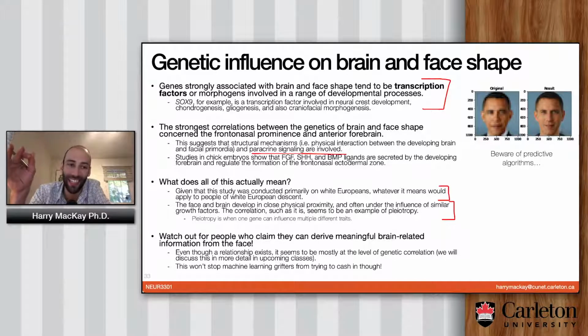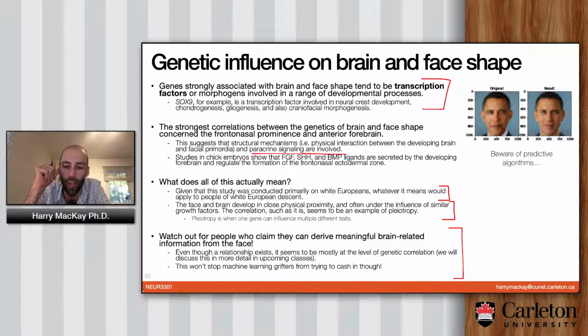And when it comes to that, you're not going to do much better than these growth factors, because growth factors control all kinds of aspects of development in a very precise way. And I would say, as a final warning, please watch out for people who think they can derive meaningful brain information from the face. There does seem to be a relationship here, the study is clearly showing that, but it's mostly at the level of genetic correlation, which is a separate concept from a real anatomical correlation. Genetic correlation is a very specific technical thing, and what it means basically is you're not going to be able to just take somebody's face and infer their brain shape, at least not with the technology we have.